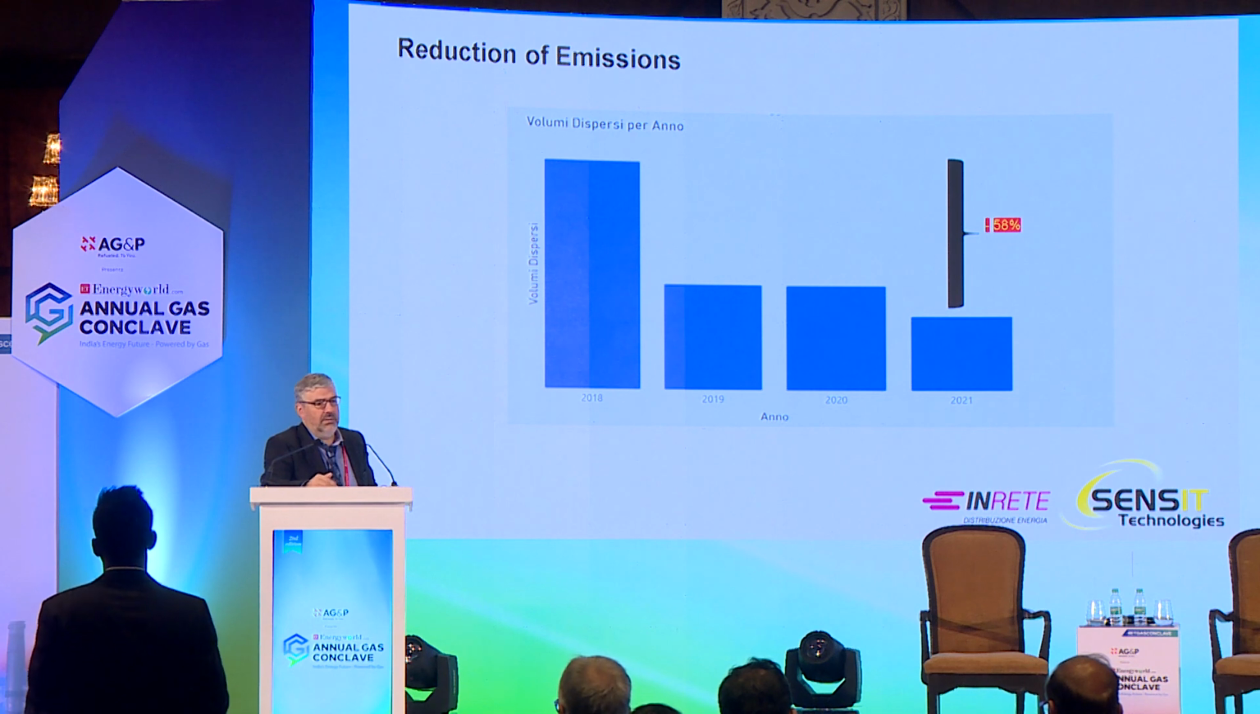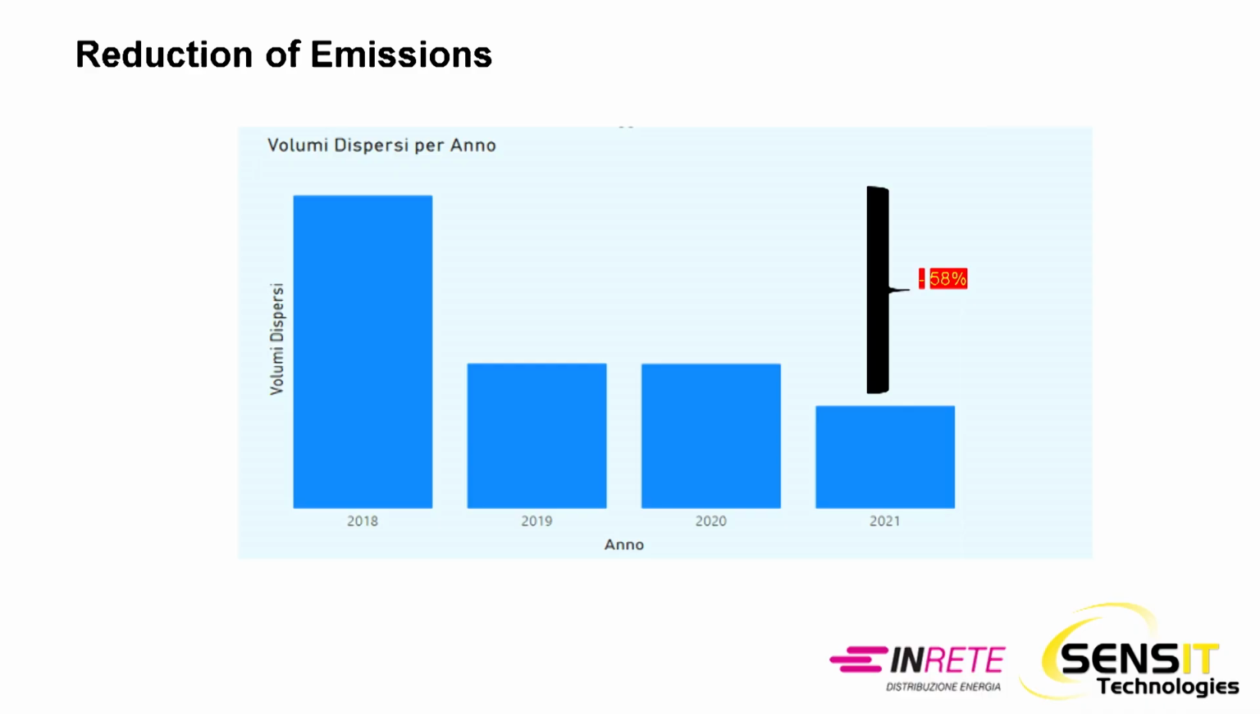So it's important, with good planning and using the tools that we have today, to reduce the quantity of methane that we can release in the atmosphere. And this will create safer networks and reduce the risk of any accident in the network.